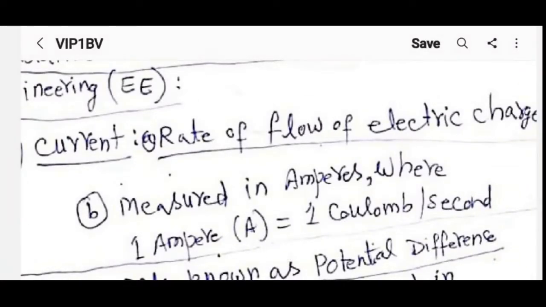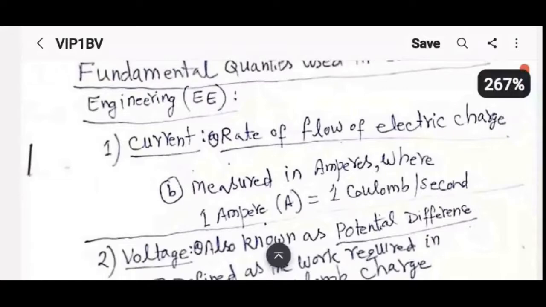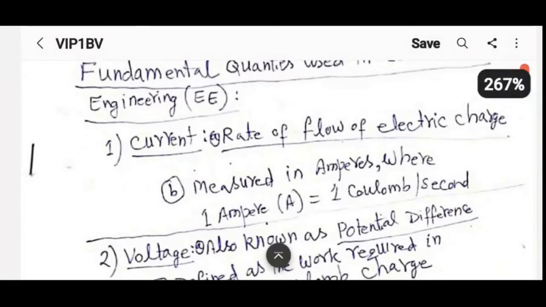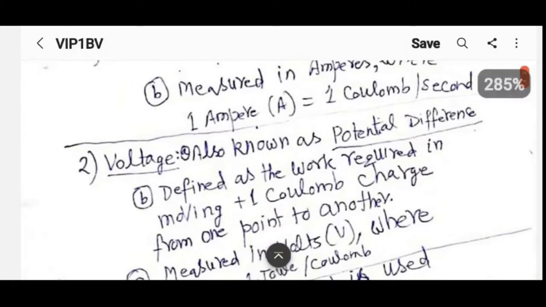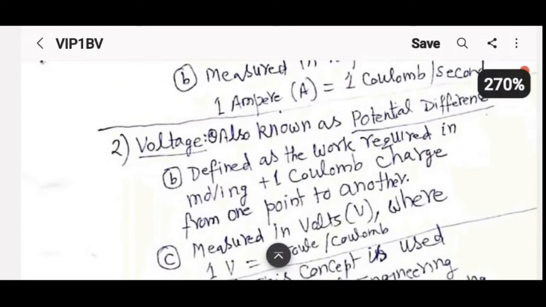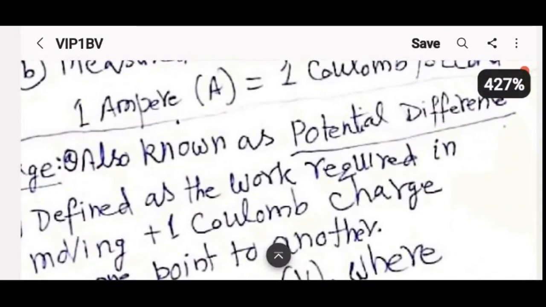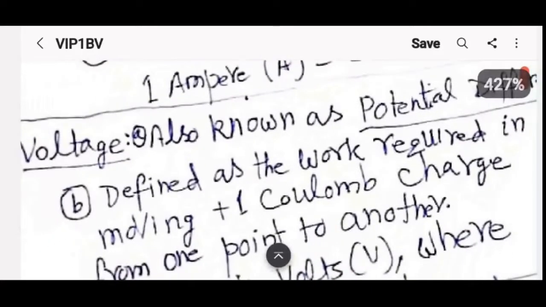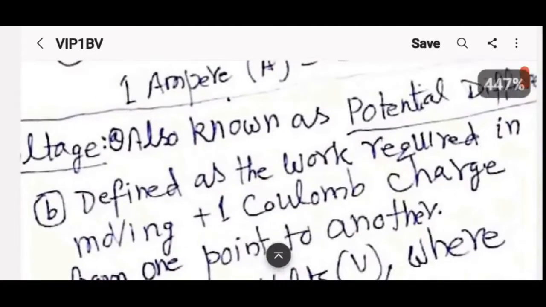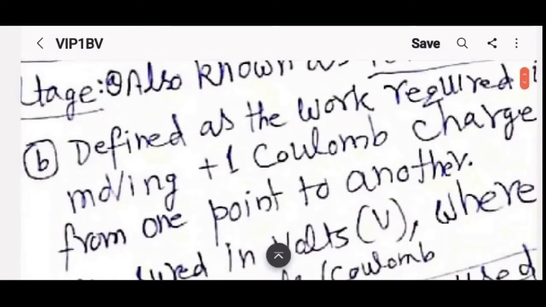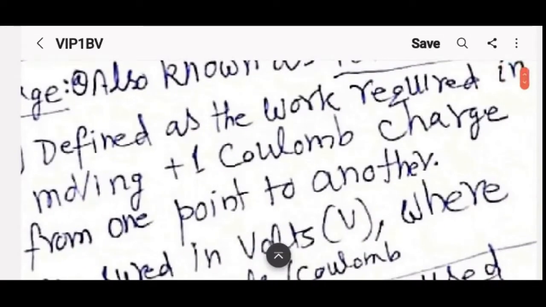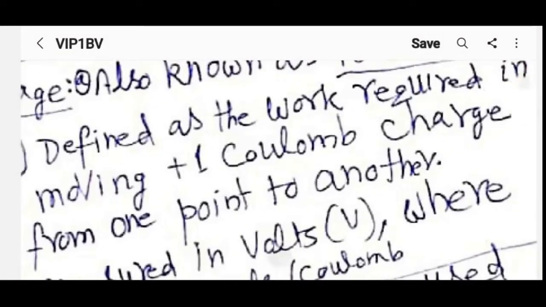That is one of the most fundamental quantities you will have to deal with all the time. Voltage is another one. It is also known as potential difference. You will be getting all these notes from me. It is defined as the work required in moving one coulomb charge from one point to another. That will be the potential difference between the 2 points.